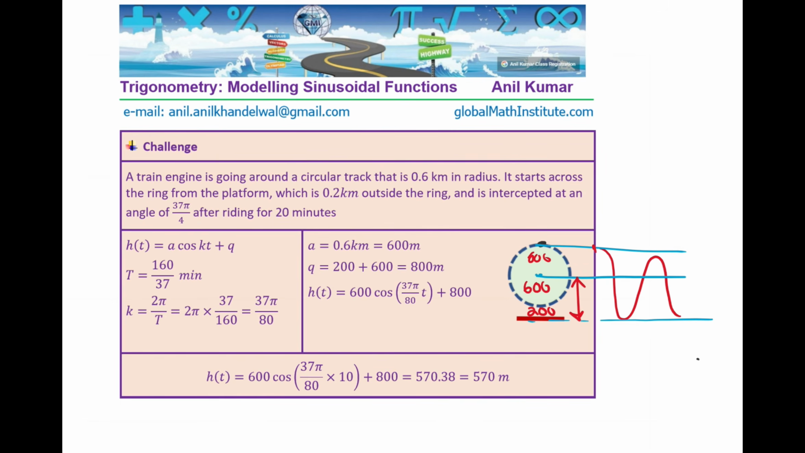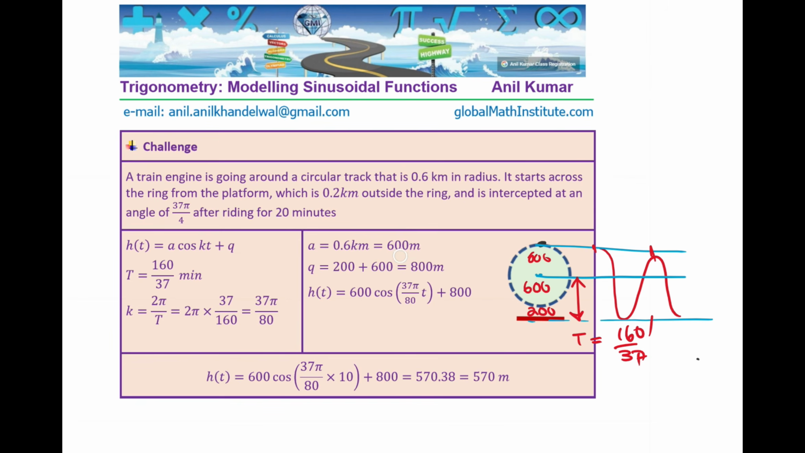The time period has already been calculated, which is given to us as 160 by 37, so T is equal to 160 by 37. So we can now find the function, height or the distance away from the platform, is a cos kt plus q. T is 160 over 37 in minutes. So k is 2 pi by T, which gives us 2 pi times 37 by 160, cancelling 2 and getting 80 in the denominator gives us 37 pi by 80 for the value of k.